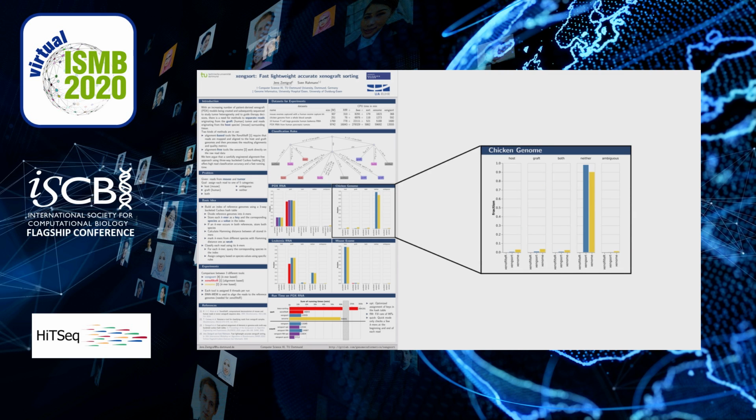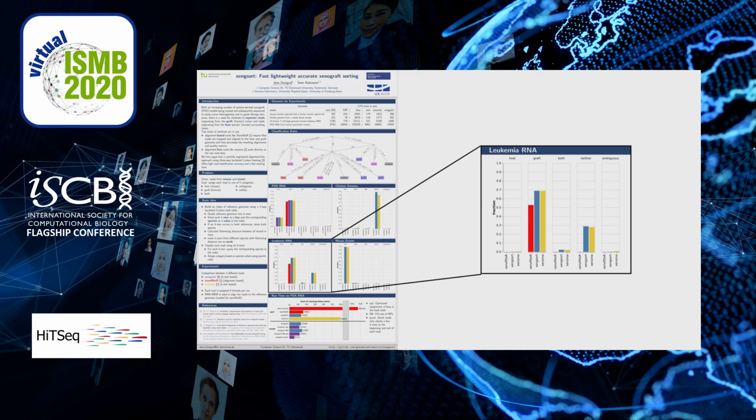The second dataset is the chicken genome. Here we expect that most of the reads are classified as neither, and as we can see, nearly 98% are classified as neither, a little bit as host, graft, both, and ambiguous. In comparison, Xenome has a lot more reads classified as host, graft, both, and ambiguous. Xenofilter has nearly no reads classified as graft, so the bar is really small.